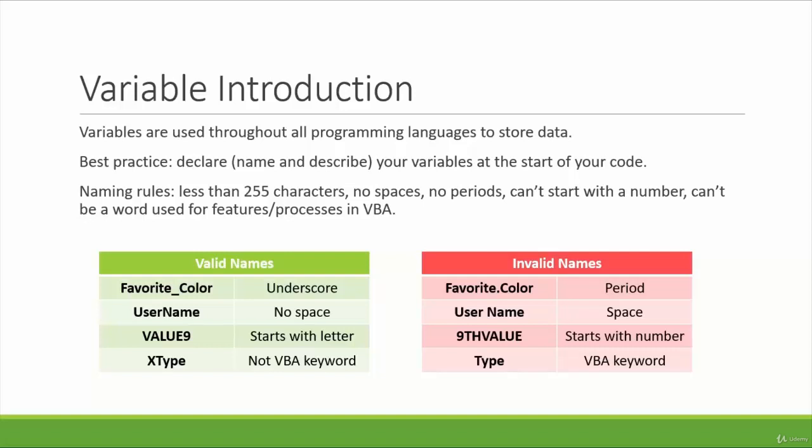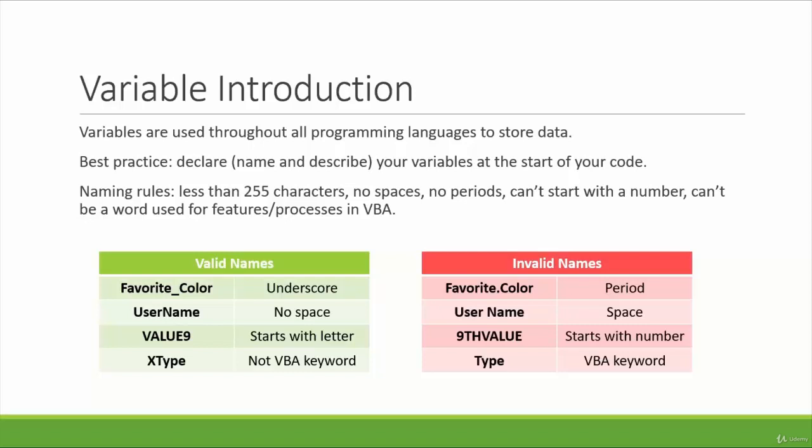For example, if we look at the valid names, favorite underscore color would be a valid variable name because it uses an underscore in the place of the period that we see on the right under invalid names. At the second line, user name is invalid when it has a space in between the two words, but is a valid name when we remove that space and make it all one variable. Ninth value starts with a number, which makes it an invalid variable name. But if we flip that around and you say value 9 instead, it becomes valid.